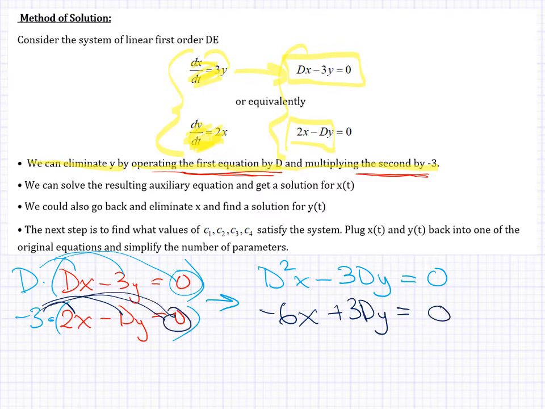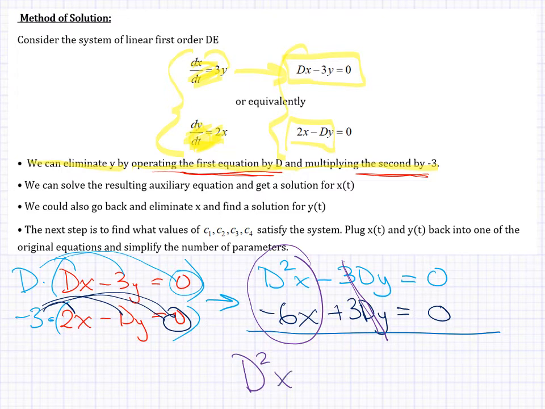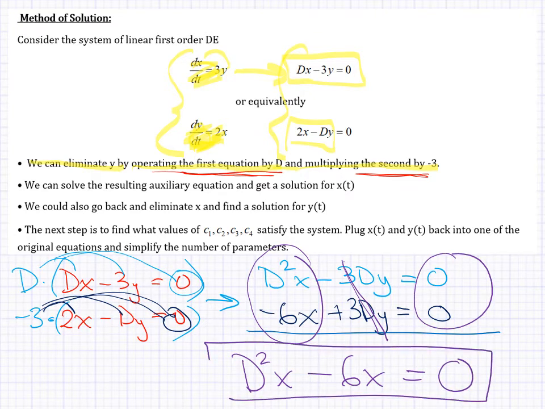So here's the system of equations that I now have, but look at what happens. If we added them together, these would cancel each other out. So what would we have? We have the second derivative of x minus 6x equals 0. And then we could solve this. What is this? This is a single linear differential equation in terms of x. And not only that, it's a constant coefficient differential equation. So I could solve this using the methods we've talked about before.